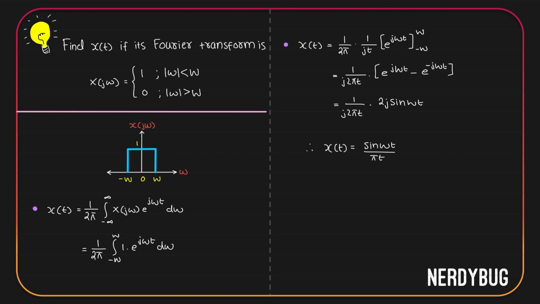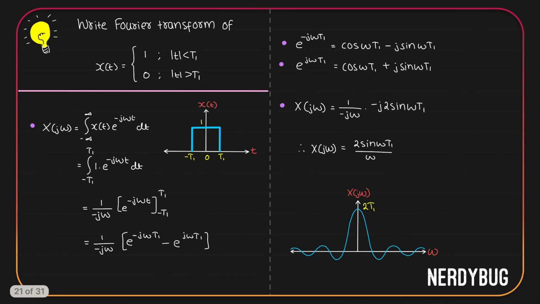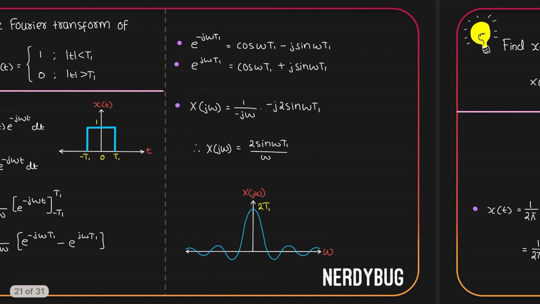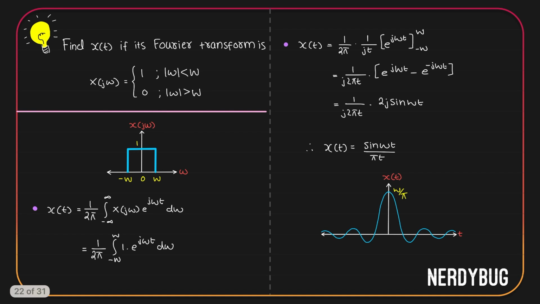On a graph, we can plot it like this. A very interesting thing that we can see here is this. In the last question, for a function that looked like this, we got a Fourier transform that looks like this. In this question, for a function that looked like this, we got a Fourier transform that looks like this.